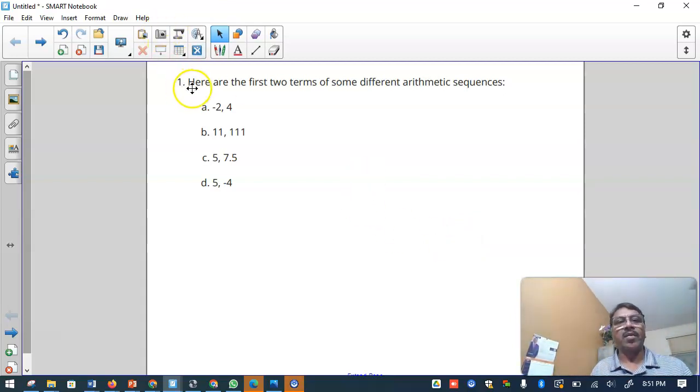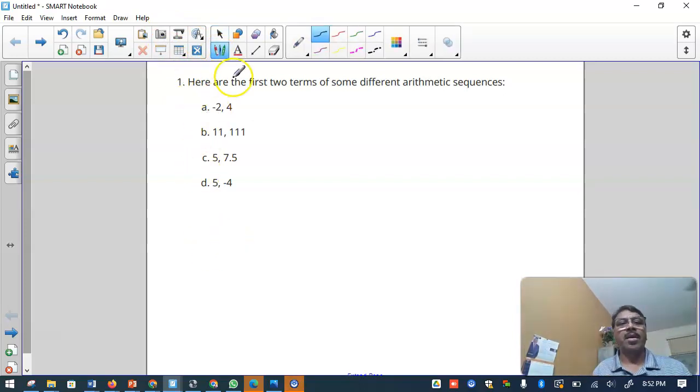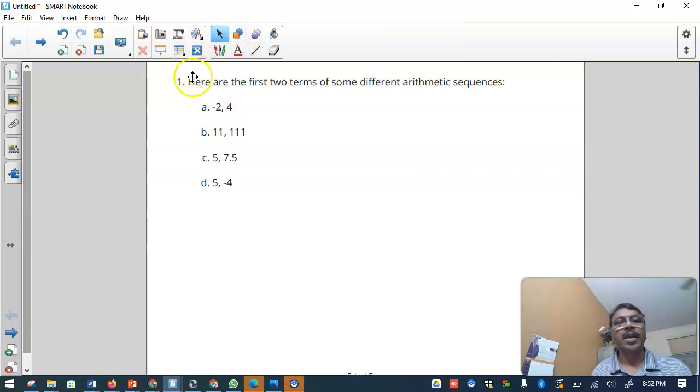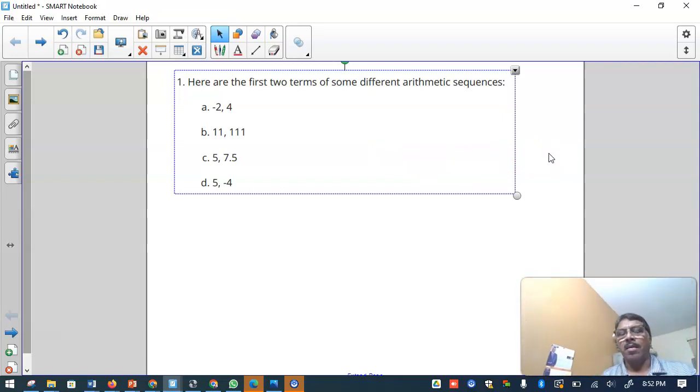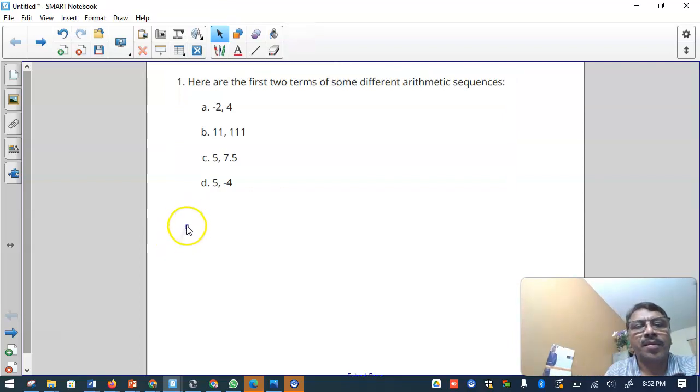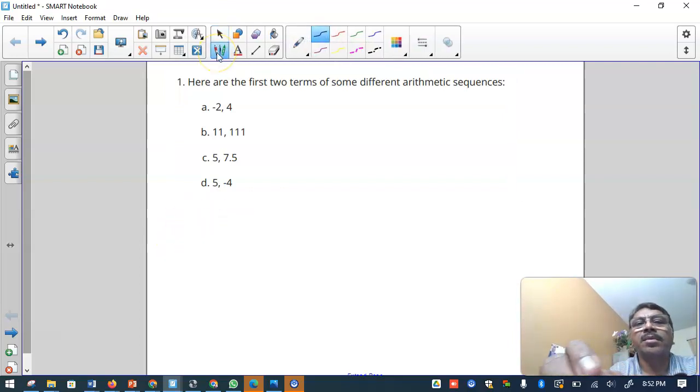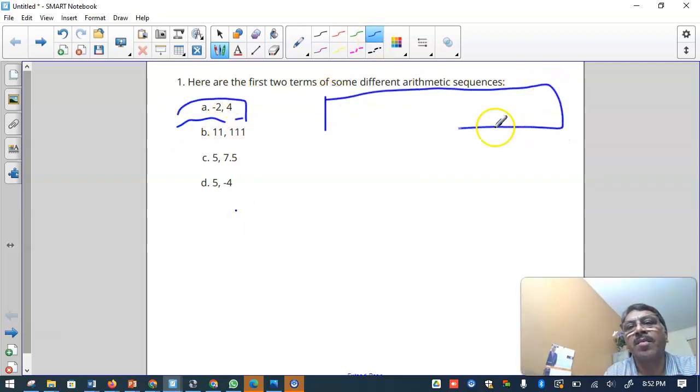The first question says, here are the first 2 terms of some different arithmetic sequences. So it talks about arithmetic sequences. So the first one, let me write -2. Let me take the pen. So the very first one, it means the first term is -2.